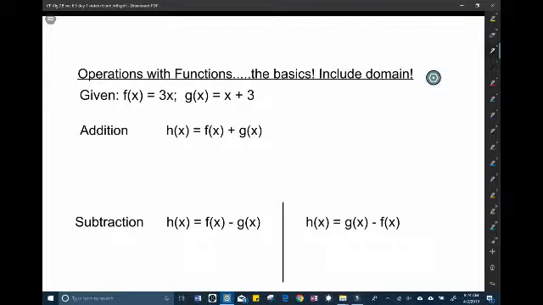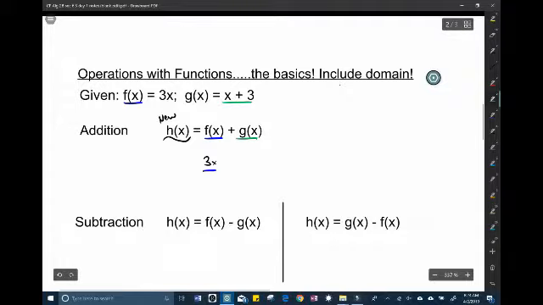So basically, adding the functions together, h of x, we're just making some new function. That's our new one, and it's going to consist of the parts. So we're just going to take 3x, that is f of x, and we're going to add that to g of x, which is x plus 3. I would recommend putting parentheses around them just in case we have to do subtraction. You'll see why in a moment. And basically, we have that the new function h of x is equal to 4x plus 3. Now, the domain for this, all real numbers. Okay, pretty easy with that one.